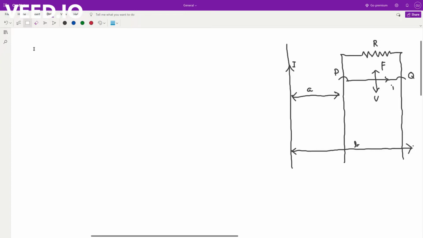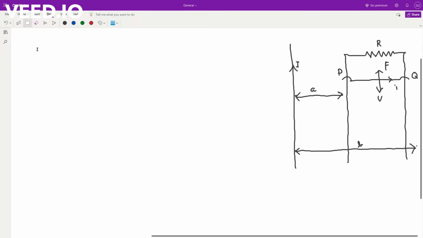To solve this problem, firstly we have to calculate the EMF induced in the rod PQ. We know that EMF E can be written as BVL, and here B, that is the magnetic field, can be given by mu naught I by 2 pi r, because it is said it is a long wire, so we can take it to be an infinitely long wire and use the formula B is equal to mu naught I by 2 pi r.